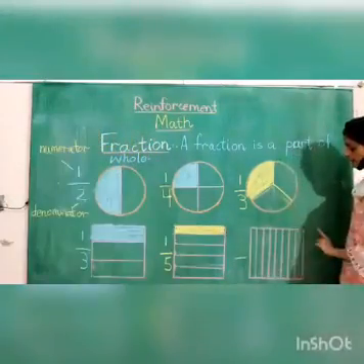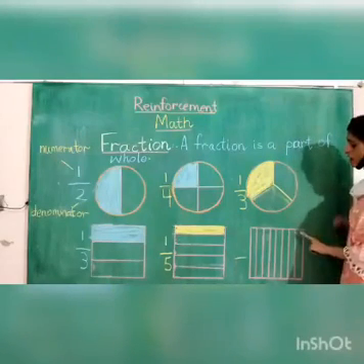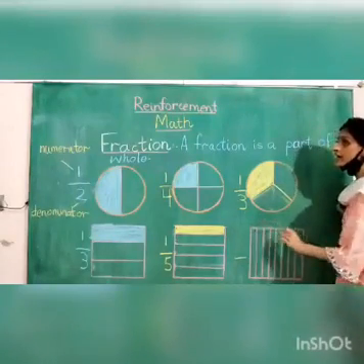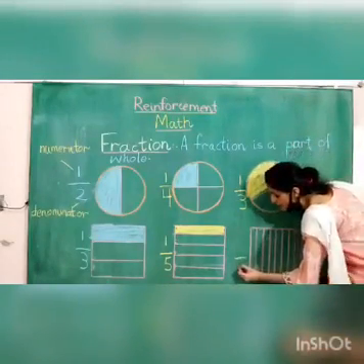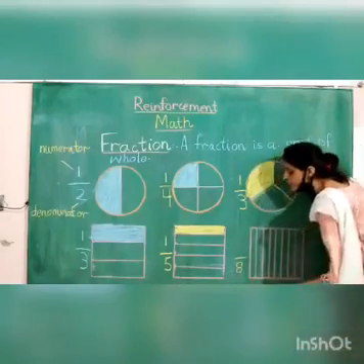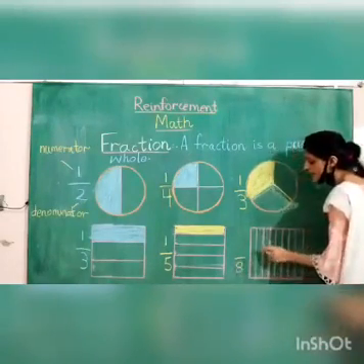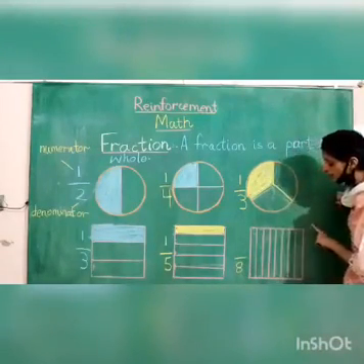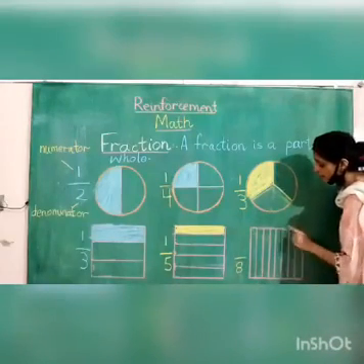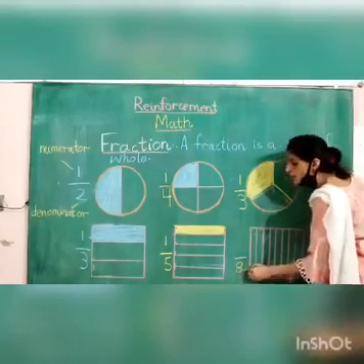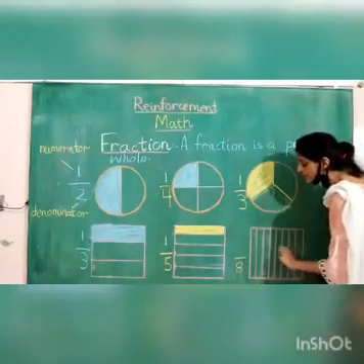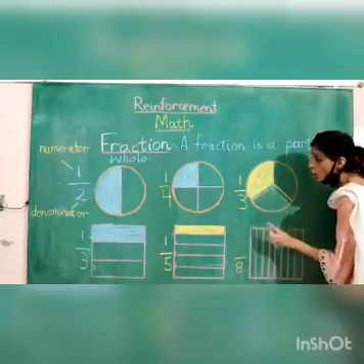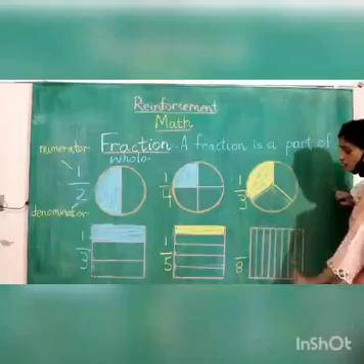Okay. Now let's move to the next picture. Over here, a square has 1, 2, 3, 4, 5, 6, 7, 8. How many parts? 8 parts. So we will write 8 over here as the denominator because the denominator represents 8 parts. This square shape has been divided into 8 parts. Why did we write 8 over here? Because the denominator represents the equal parts the whole is divided into.